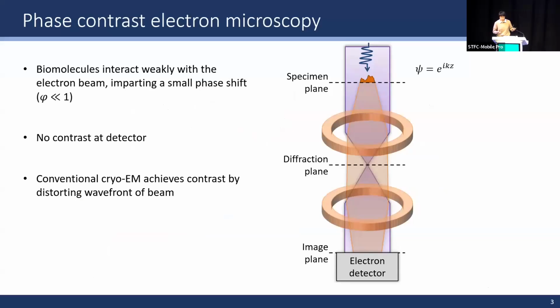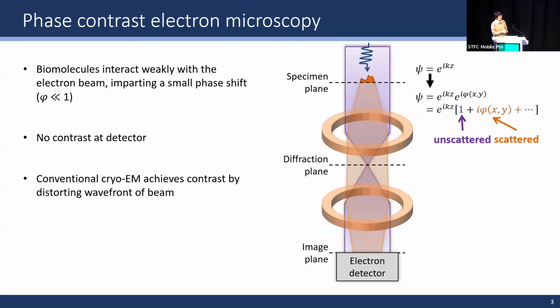First, a little bit of theoretical background. In transmission electron microscopy, we have an electron beam that interacts with a specimen. These biomolecules interact weakly with the electron beam and impart a small phase shift on this beam. You can view them as an unscattered part and a scattered part, shown in purple and orange here. When we detect this electron beam at the detector, however, we measure the amplitude and we're left with actually no contrast at all, even though there is this phase shift.